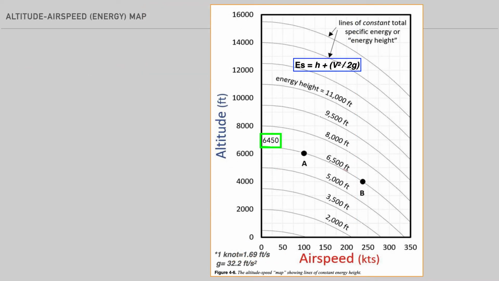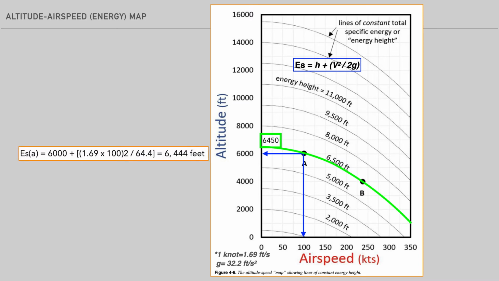In this example, let's look at the energy height line of roughly 6,450 feet. The specific energy anywhere along that line will equal 6,450 feet. Within the limits of estimating the exact numerical values from the graph, at point A, the airspeed equals 100 knots and the current altitude is 6,000 feet. Solving the equation for specific energy at A, we get 6,444 feet.